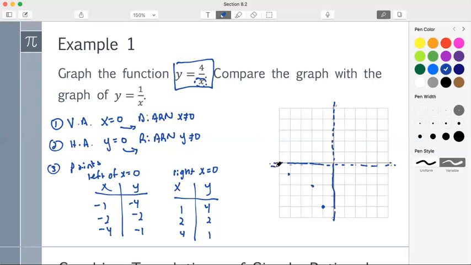There's my point. Connect the dots to make it look like a hyperbola. There's one branch. 1, 4, 2, 2, and then 4, 1. And again, we want to connect the dots to make it look like a hyperbola. And there is your rational function. And that's the basic. Okay.